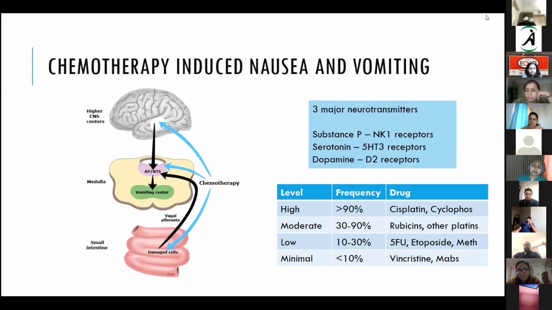Many of the patients in the adult population, we would see that they would be on a lot of these platins, taxanes and all, which are known to have a highly emetogenic profile, where they are known to cause severe nausea and vomiting. So if you see this chart on the side, it mentions cisplatin and cyclophosphamide as highly emetogenic, where more than 90% of patients will have it. So on and so forth to vincristine and immunotherapy drugs, that is all the MABs, which will have minimal nausea and vomiting as one of the side effects.